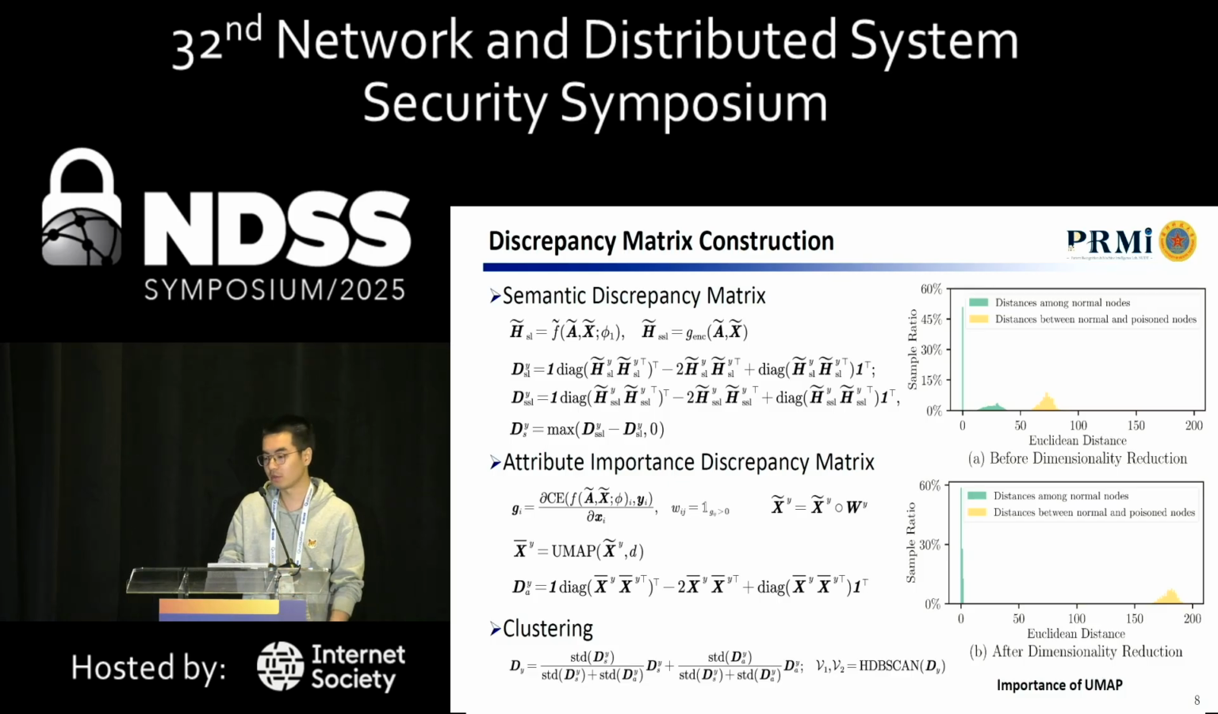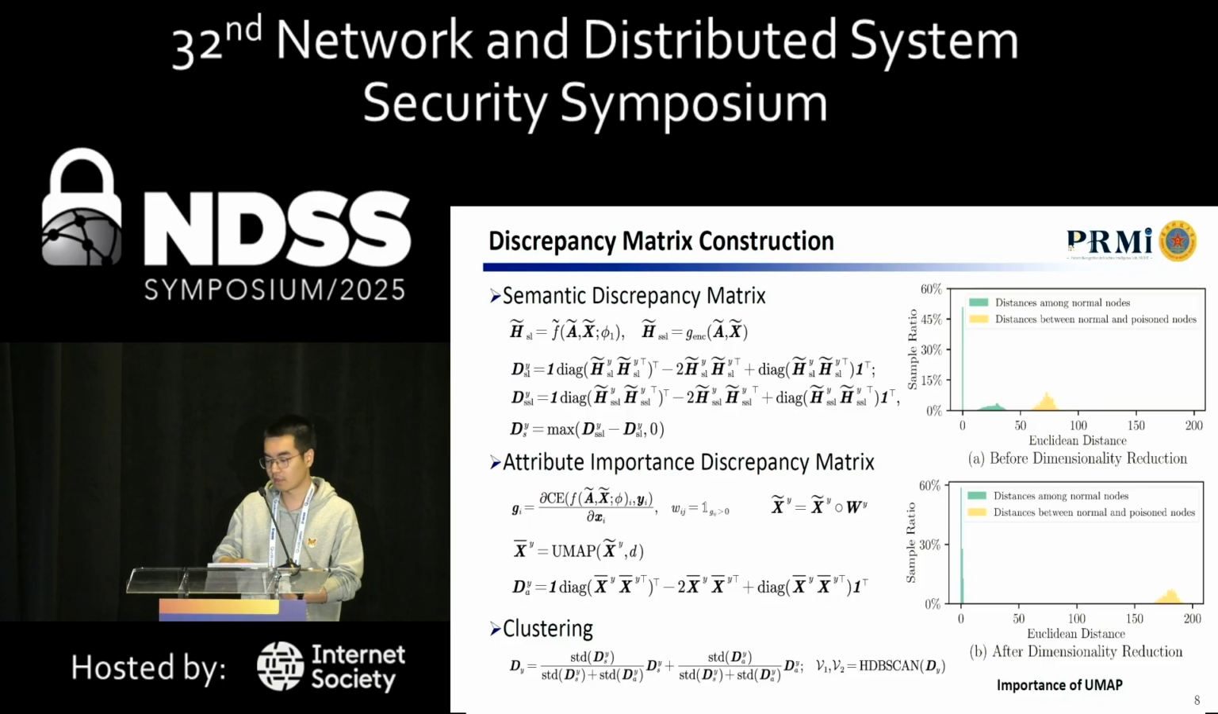And to identify poisoned nodes, we construct two discrepancy matrices. For the semantic discrepancy matrix, we first obtain latent representations of nodes from both the backdoor and self-supervised models. Next, we build semantic matrices for these representations. And finally, we focus on the nodes that have a significantly higher distance in the self-supervised model than their distance in the backdoor model.